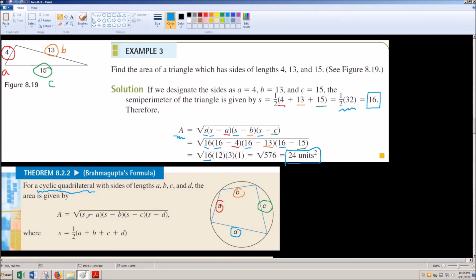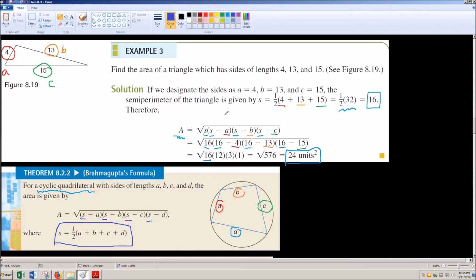S here is still representing semi-perimeter. So S is still just going to be 1/2 of the perimeter, which would be all of those things added up. And again, that's getting used here, here, here, and here. So super similar to triangle.